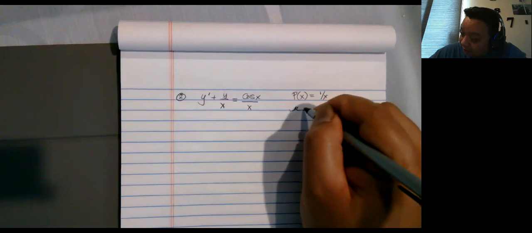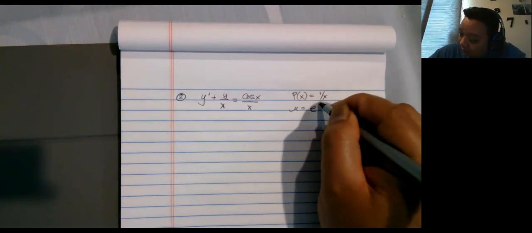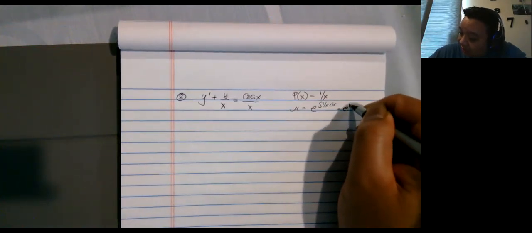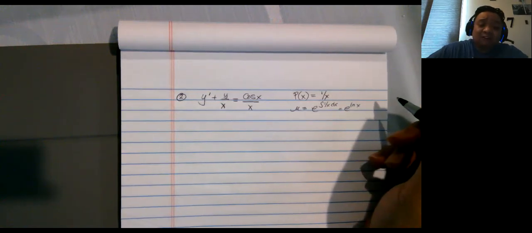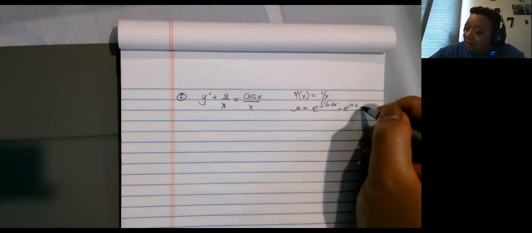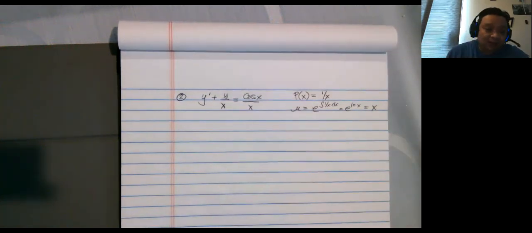So mu is equal to e to the integral of 1 over x dx, which is e to the ln x. You actually ignored the absolute value as well, right? So normally there's an absolute value on there, but again, we're just trying to figure out what function to multiply to everything, and so this simplifies to x. So x is what you multiply to everything.